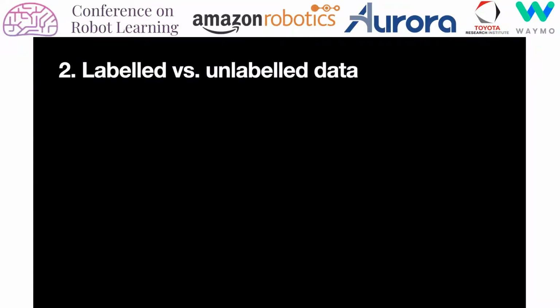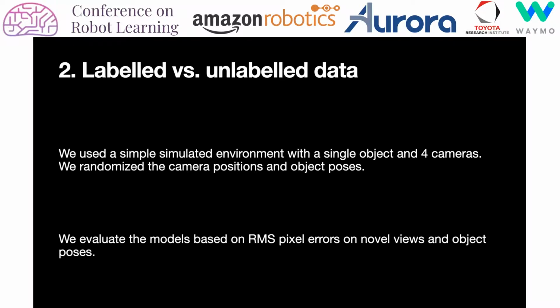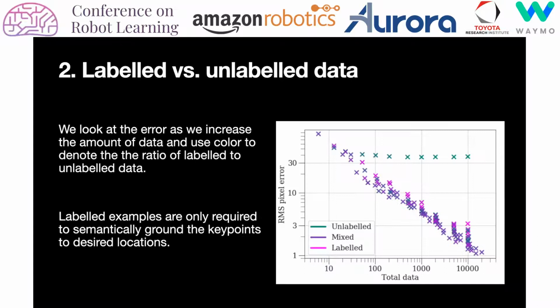In our experiments, the first question we wanted to answer is how well the model can use this unlabeled dataset. We created a simple simulated environment with a single object and 4 cameras, and randomized their poses. We explore the impact of increasing the amount of labeled and unlabeled data. Our metric is the pixel error on novel poses. To analyze this, we plot the error as a function of total data, labeled and unlabeled, and denote the ratio between them by the point color.